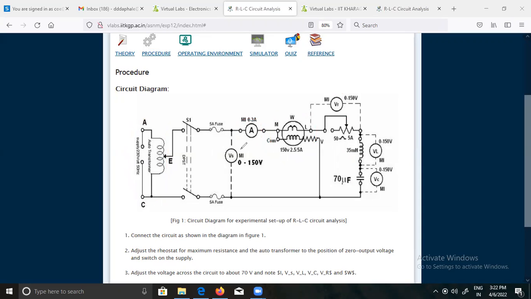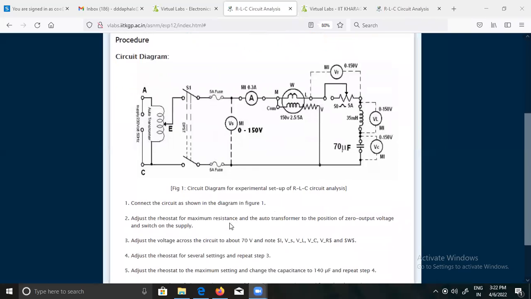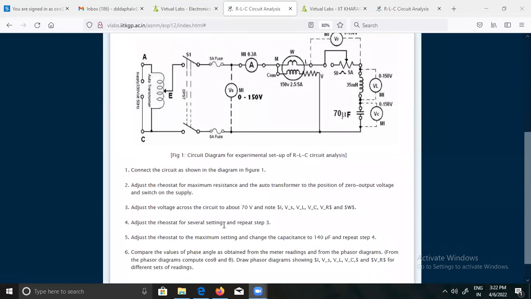First of all, we have to connect the circuit as shown in the figure. Then we have to adjust the rheostat and accordingly switch on the supply. Then adjust the voltage across the circuit, that is 70 volt, as shown here. This is the particular Vs that we have to adjust, which is 70 volt.